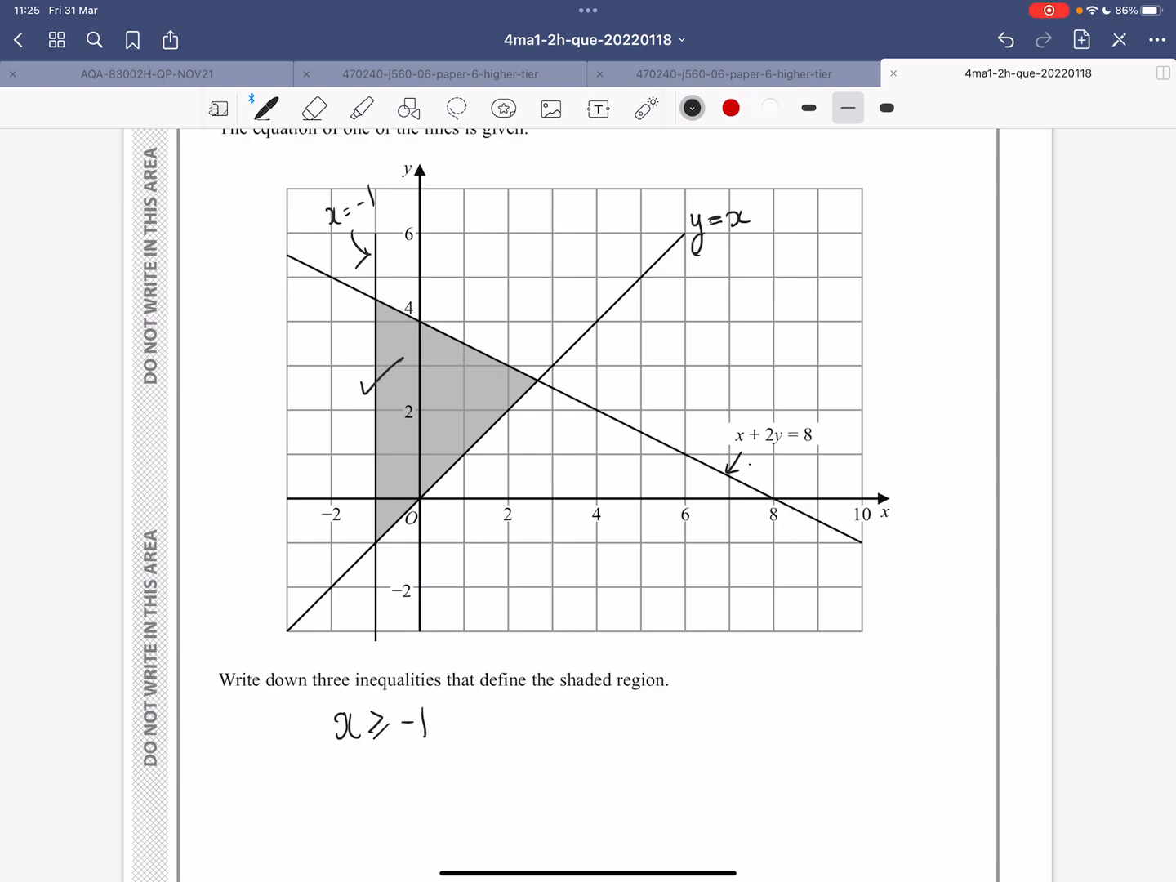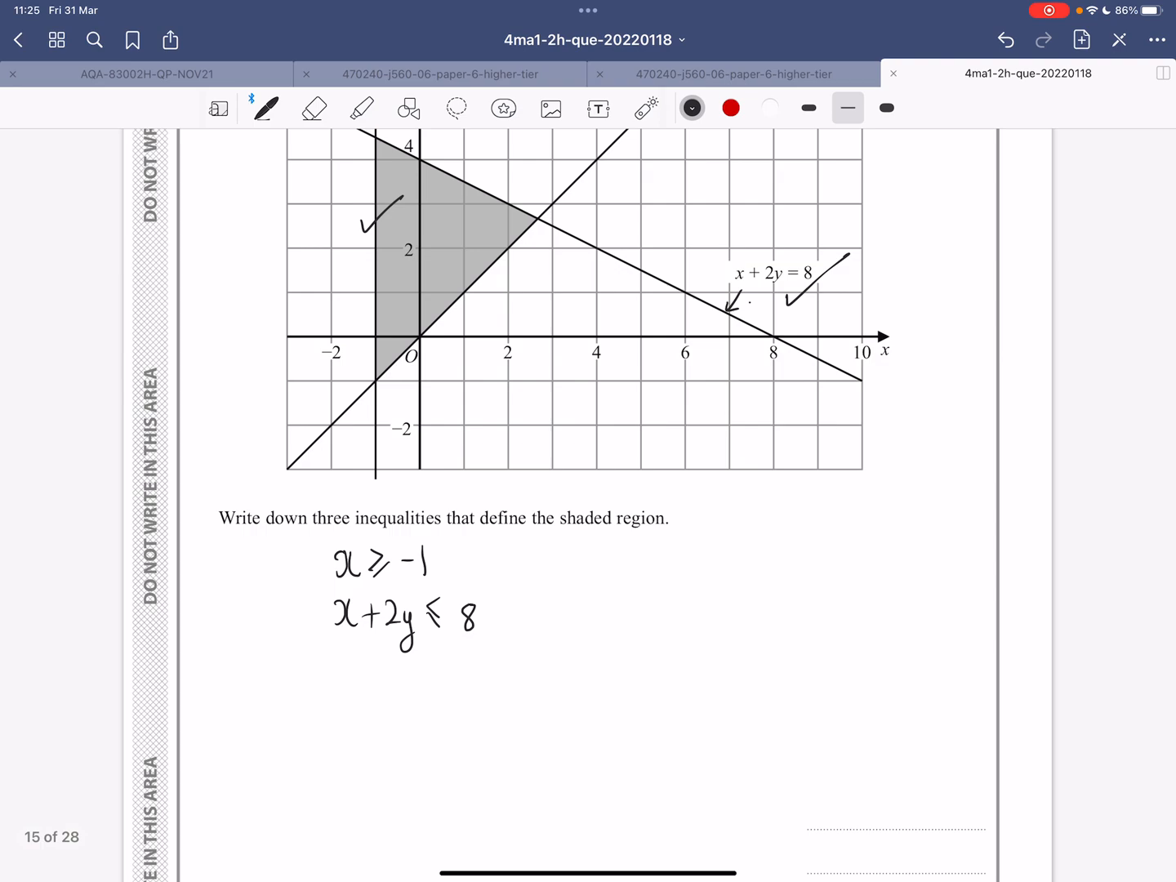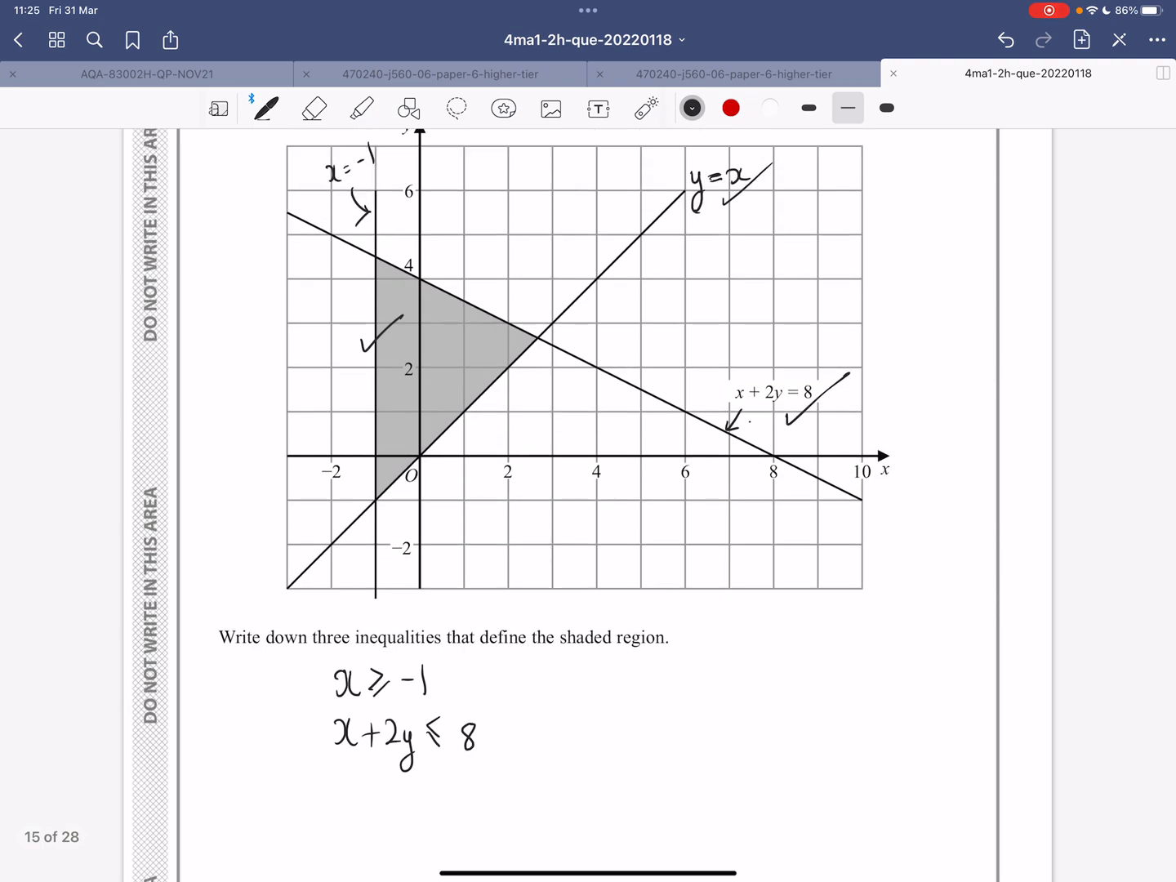This one here, it's x plus 2y equals 8. And look, the shaded region is below this line, so it's less than or equal to 8. We've done that one there. And this one, the y coordinate, we want to be above here. So the y coordinate is higher. Y coordinate is bigger than or equal to x. Think about there, like 2, 1; 1, 2. The y value is bigger than the x value, etc.